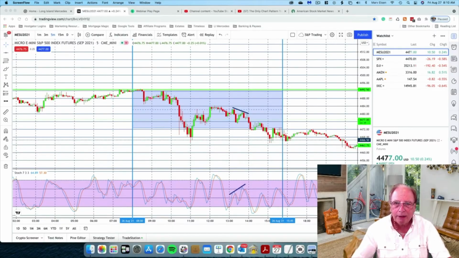Now, I have a chart here of the 5-minute micro E-mini, and this would be the same, of course, on the E-mini, from yesterday, August 26th. And there are a few things about this chart that I don't want to go into at first, but the main thing that I want to point out is this blue rectangle that I have on this chart.